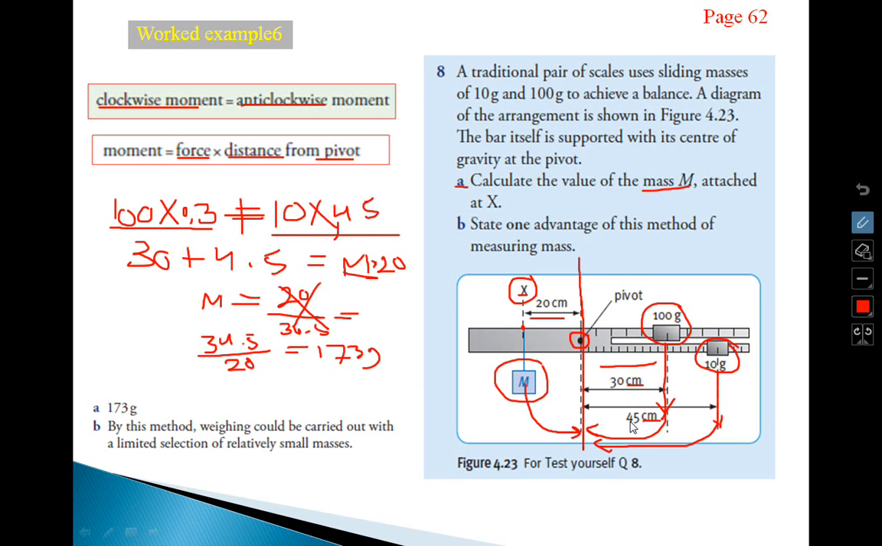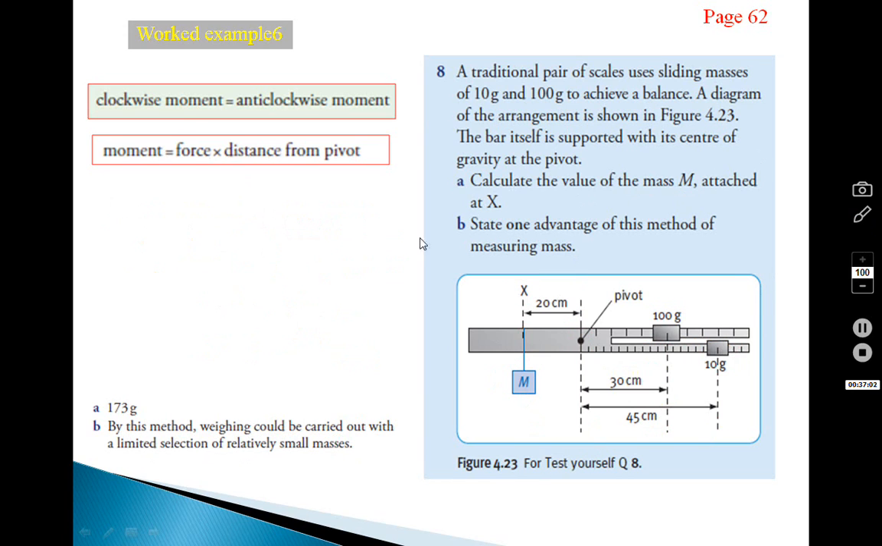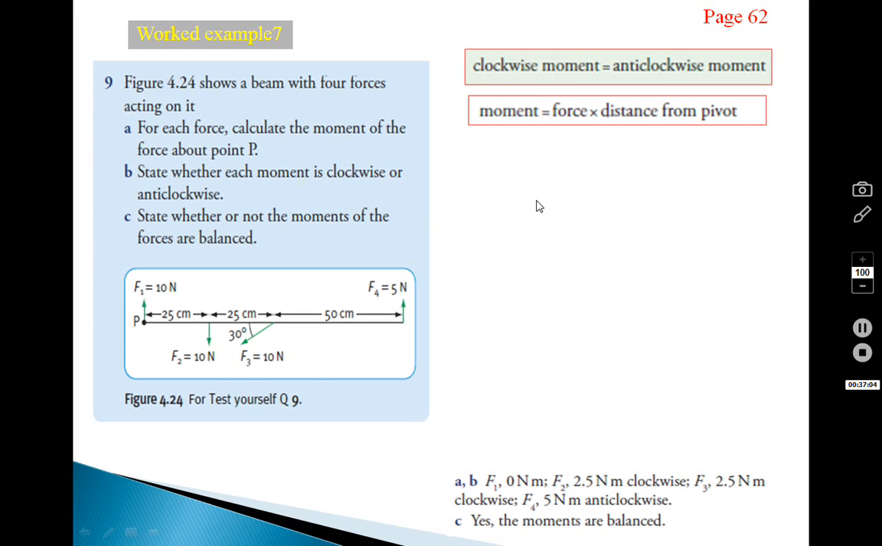Section number B states one advantage of this method of measuring mass. What's the advantage of this? As we say here, by this method, weighing could be carried out with a limited selection of relatively small masses. So this is for question number 6. I think we still have one example.